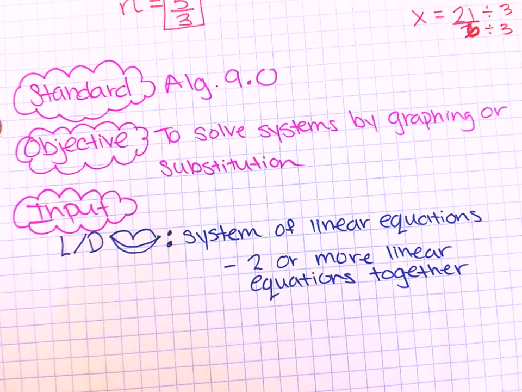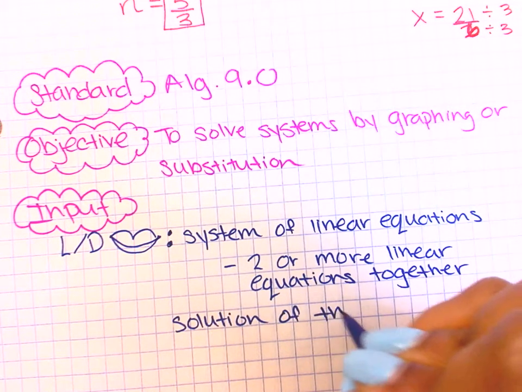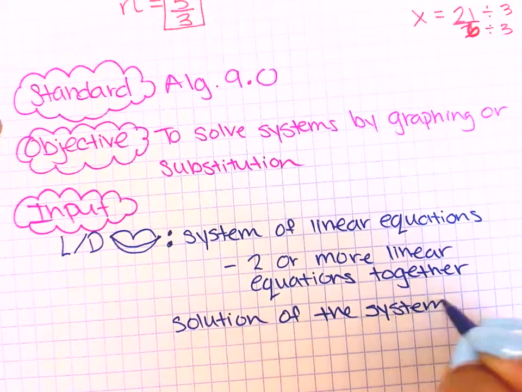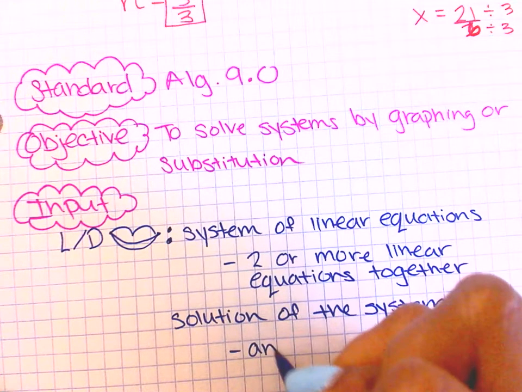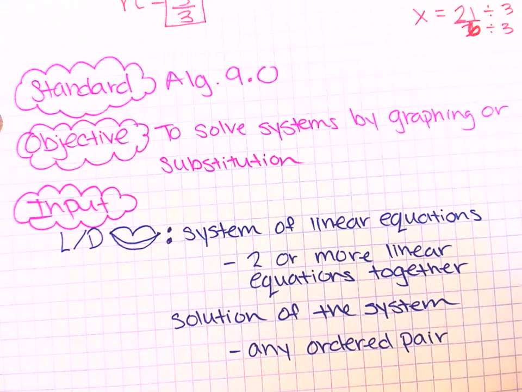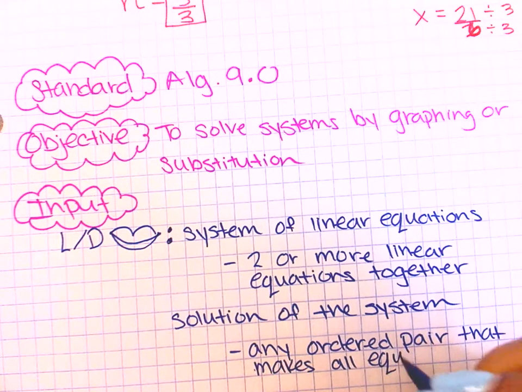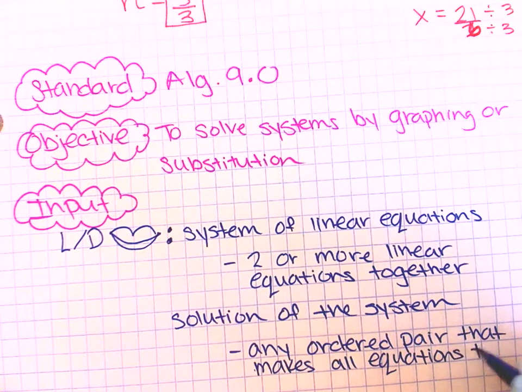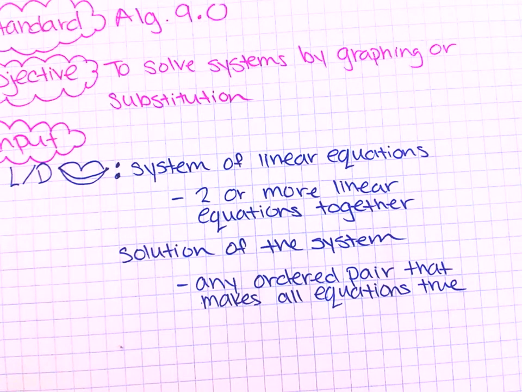Okay? The second one is solution of the system. So when you have these two lines together, what do they mean? Okay? This is any ordered pair. And we know an ordered pair is x comma y, right? Ordered pair. That makes all equations true. Any ordered pair that makes all equations true.